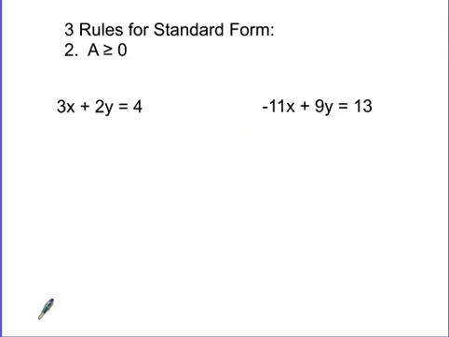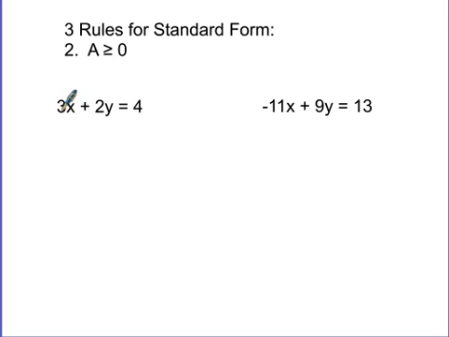A has to be a number greater than or equal to 0. Okay, we can be missing the x value. If a is 0, then the x goes away, right? But if there is a number with the x, it has to be greater than 0. What does that mean? Can't be a negative. That's exactly what that means. A cannot be negative. A has to be a positive number.